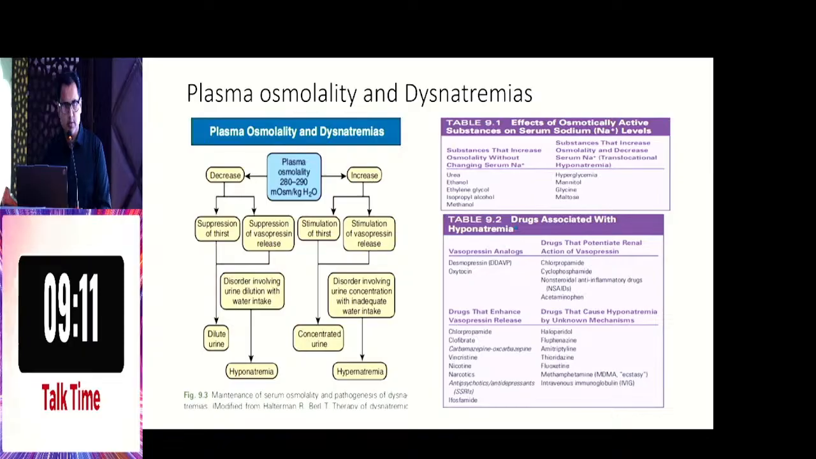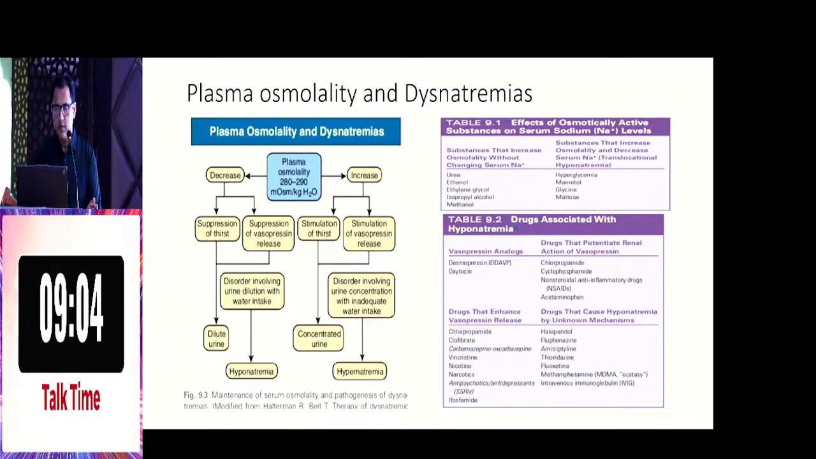Now the drugs associated with hyponatremia. It could be desmopressin, which is the vasopressin analog. It could be NSAIDs or paracetamol, which potentiate the renal action of vasopressin. It could be SSRIs, nicotine, narcotics, or carbamazepine, which enhance vasopressin release. And there are certain other drugs like haloperidol, fluoxetine, ecstasy, IVIG, which cause hyponatremia by unknown mechanisms.